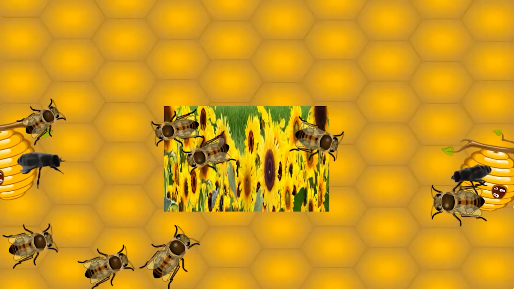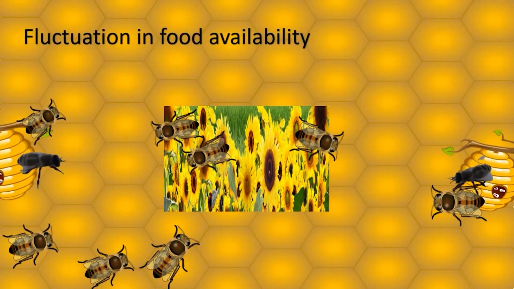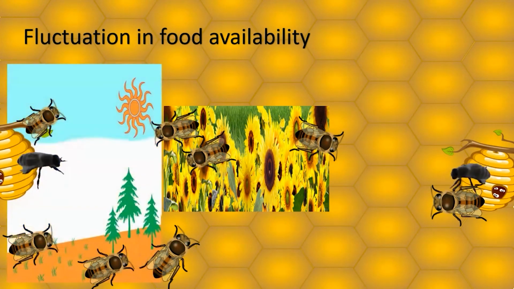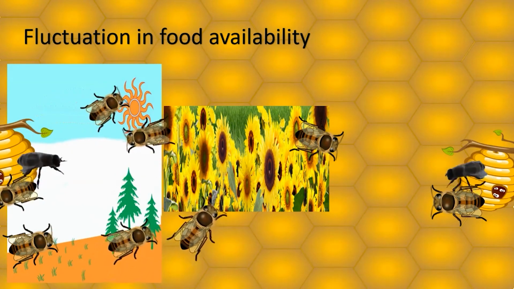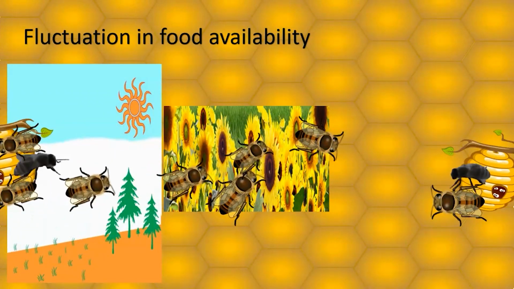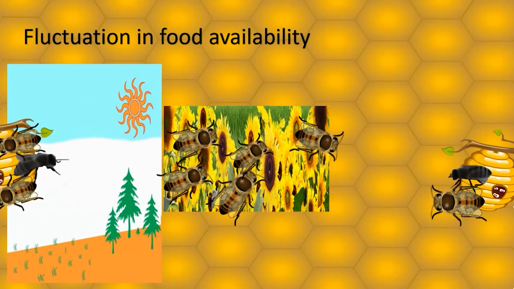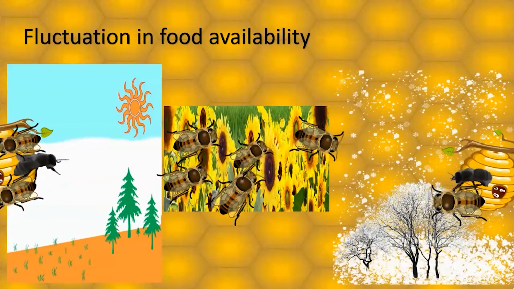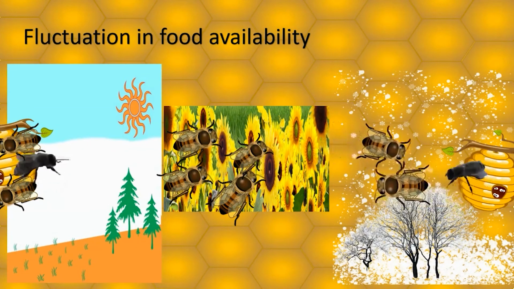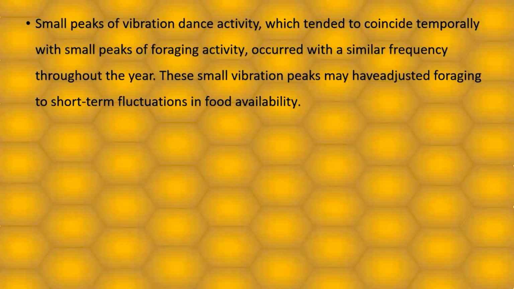Now, let us discuss fluctuation in food availability. The small peaks of vibration dance activity, which tended to coincide temporally with small peaks of foraging activity, occurred with a similar frequency throughout the year. These small vibration peaks may have adjusted foraging to short-term fluctuations in food availability.